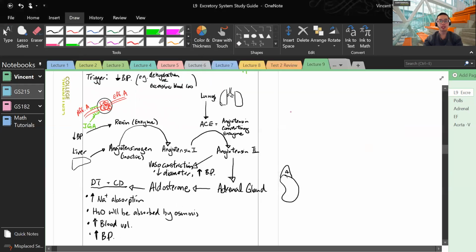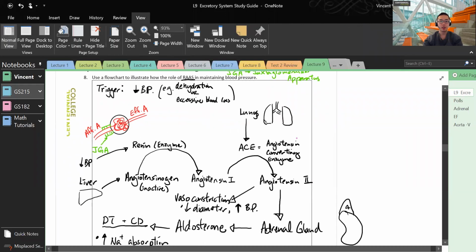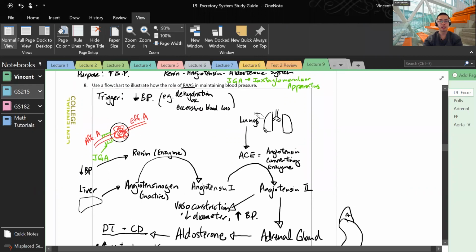So, of course, the opposite can happen. Instead of having low blood pressure, we can have high blood pressure. I don't know. Let's put it here. You can have high blood pressure for various reasons. So, if the blood pressure is too high, you do not want the RAS to be happening.